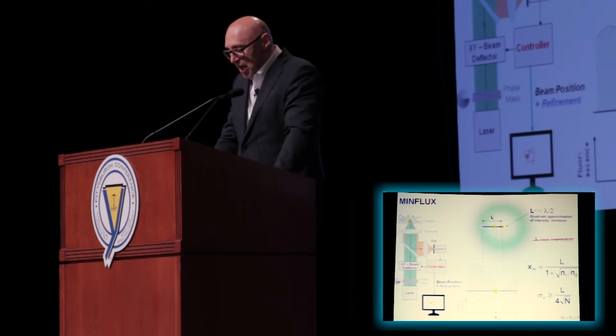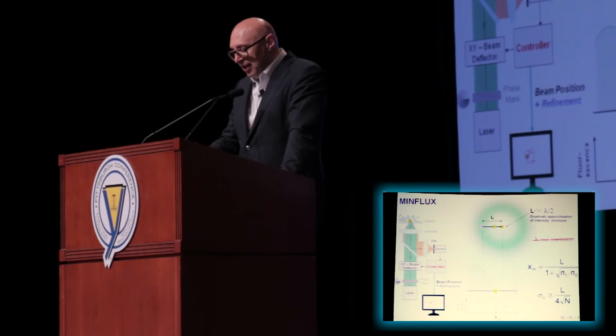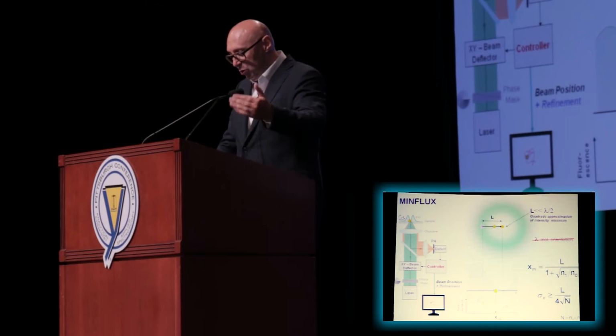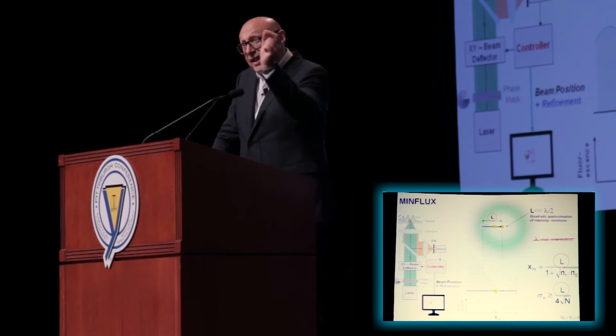Now, if you do the math, you will find that there's always an uncertainty in defining that position, xm, and it will depend on the range L, the range in which we anticipate that molecule, and it scales again inversely with the square root of the number of detected photons. So n is the number of detected photons, the sum of n0 and n1. So we still have this dependence on the number of detected photons, 1 over square root of n. However, and that's the major difference, we have a handle on the problem, because it also depends on that range L over which we scan, anticipating the molecule, and that range, of course, we can change.